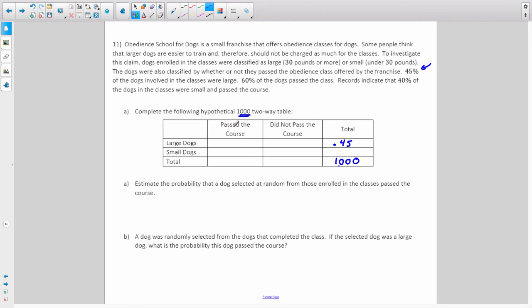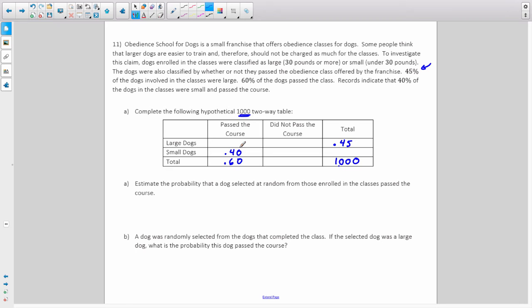60 passed the class, so that's a total of everyone passing the class, so we'll put 60 down here. Records indicate that 40% of the dogs in the class were small and passed the course. Okay, that's an intersection of passed and small. Passed and small, that's 40. That's all I'm given.